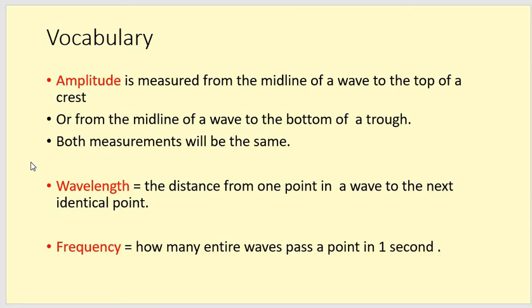Wavelength is the distance from one point in the wave to the next identical point. This is why it's really important that you're careful drawing these out neatly so the shape is regular and repeats. And frequency, you actually need the waves to be moving to get that, because that's how many whole waves pass a point in 1 second.